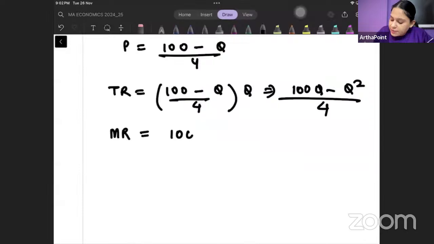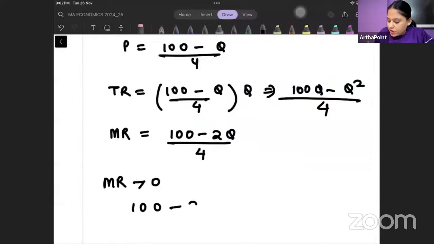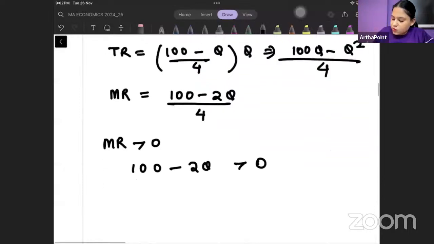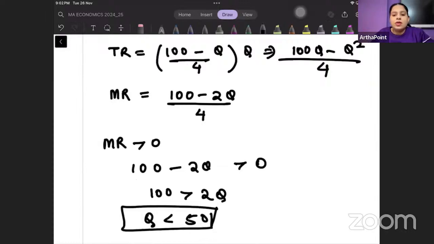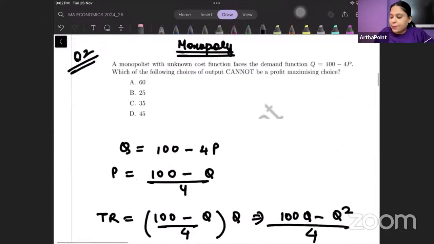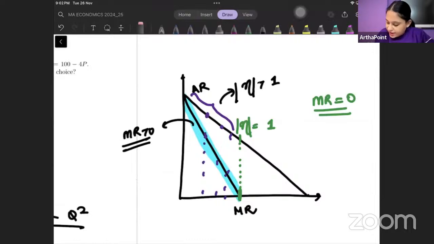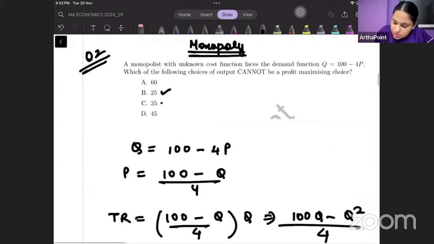MR will be 100 minus 2Q by 4. MR should be greater than 0. 100 minus 2Q greater than 0. 100 greater than 2Q, so Q less than 50. My quantity can only be up to 50. Which means that this is possible, this is possible, this is possible, but this is not possible.